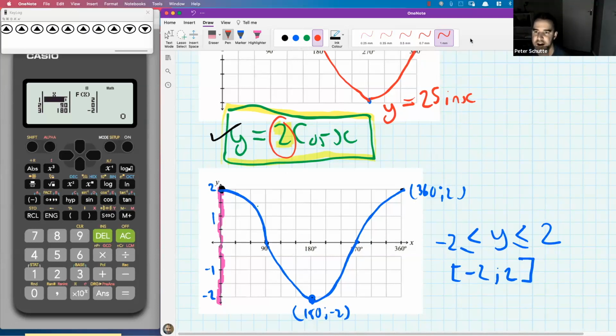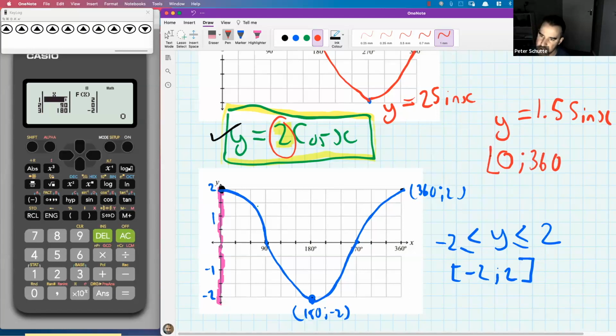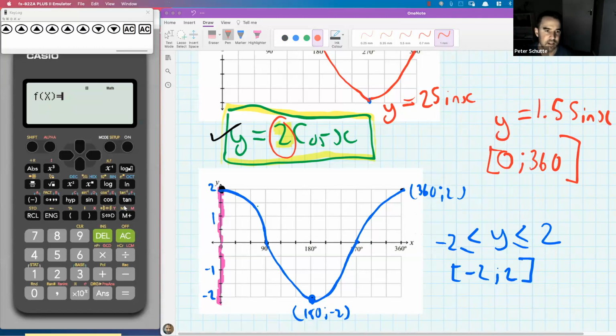Okay. Now, let's try and draw another one of these. I want you to draw for me y equals 1.5 sine x, and I want you to do this on the domain 0 to 360. So I want you to draw for me the graph y equals 1.5 sine x, and I will help you on the calculator to show you what we do.